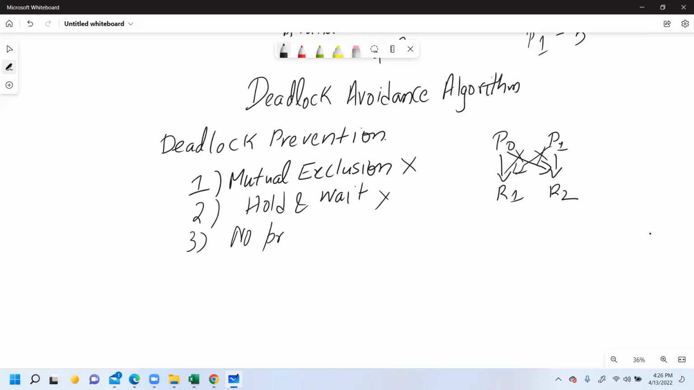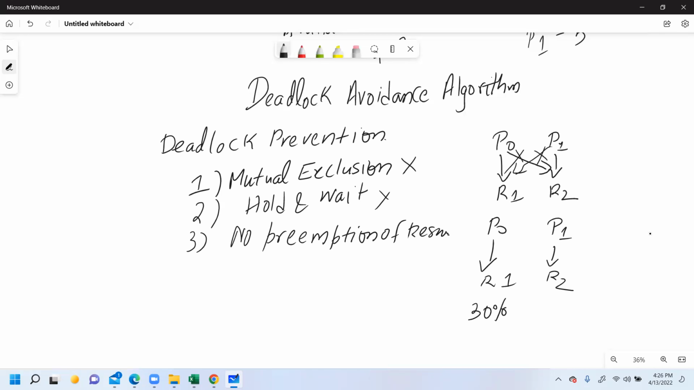This is also related to the previous point. If we can allow the preemption of the resource, right? See here, P0 is holding R1 and P1 may be holding R2. P1 might say, let's say I completed 30% of my work with R1. Then P1 says that its priority is greater than P0. If it's a priority-based scheduling algorithm, then I can say, okay, you are lower priority, I will preempt you, which means I can preempt the resource from you.